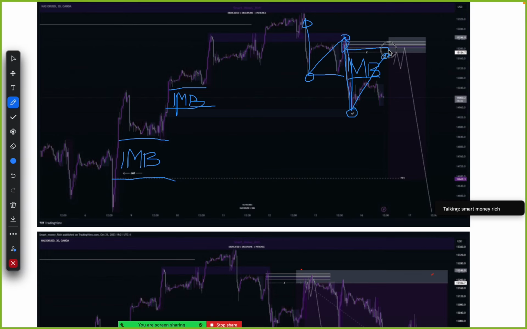On its way to fill that imbalance, it will then mitigate this supply zone that broke structure. From there, it should sell until it covers this other imbalance. So now I'm using imbalance here for my entry target, and I'm using this imbalance here for my exit target. I'm also using it in conjunction with what? Market structure and liquidity.